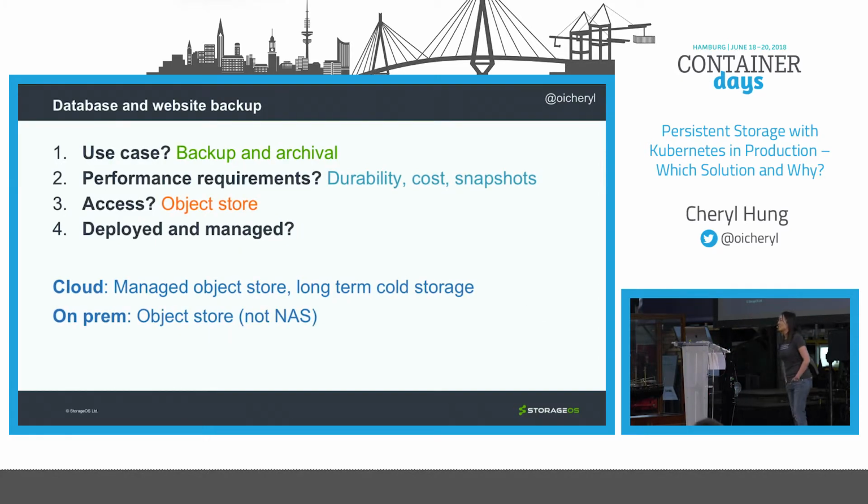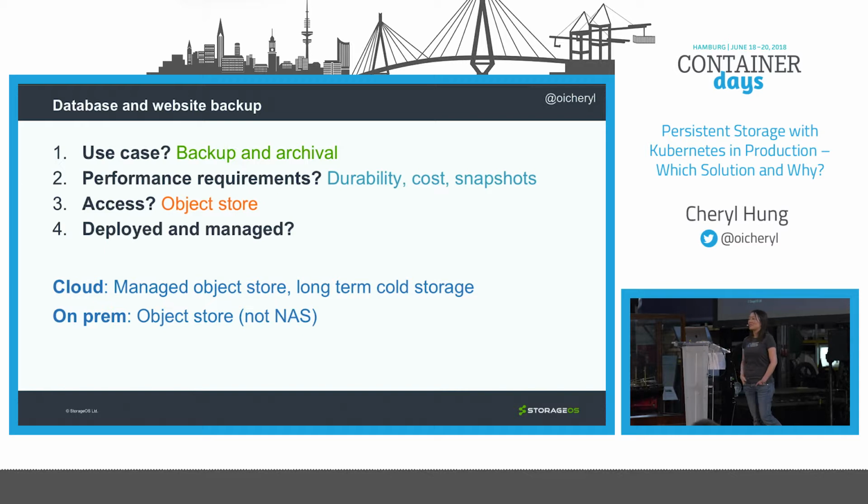Okay, backing up the database and the websites. So backup and archival is reasonably well solved as a problem. So you care about the cost, and you care about being able to snapshot the data, but you're not accessing it regularly, so availability is not as important as durability. So again, object store is a very good option for this. So managed object stores. So anybody using S3 for this?